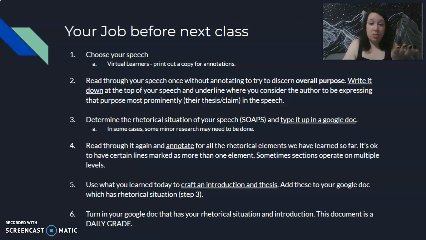Then you determined the rhetorical situation of your speech, which is the SOAPS, and you typed it up in a Google Doc. This is where you maybe had to do a little bit of research to get some of that background information. Then you read through it again and you annotated for the rhetorical elements that we've learned so far. Okay, now you're going to use what you just learned about crafting an introduction and a thesis to do that for your own speech. Add these to the Google Doc that you already had started, and then turn in that Google Doc.